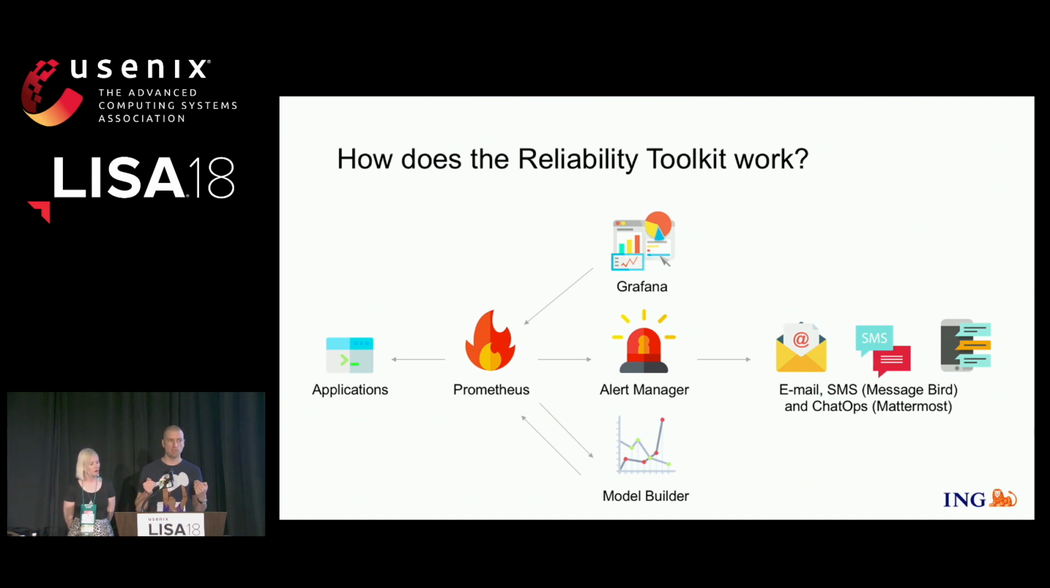And within Alert Manager, you configure, okay, this type of alert needs to be sent to my mail because it's not that important. The other one needs to be sent by SMS. We use MessageBird for that. And the other one might be sent to my ChatOps channel. And we use Mattermost for ChatOps within ING because it runs on-premise, which is kind of important if you're a company like ours.